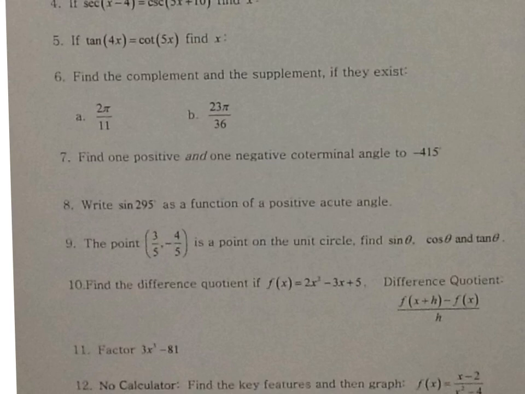Now notice that these are in radian measure, and how do I know? Because there's the pi. Okay, so remember, complement means two positive angles that add to 90. So to find the complement, you do 90 minus the angle. Okay, but we're in radians, so it's going to be pi over 2 minus your angle. Okay, so let's start with 2 pi over 11.